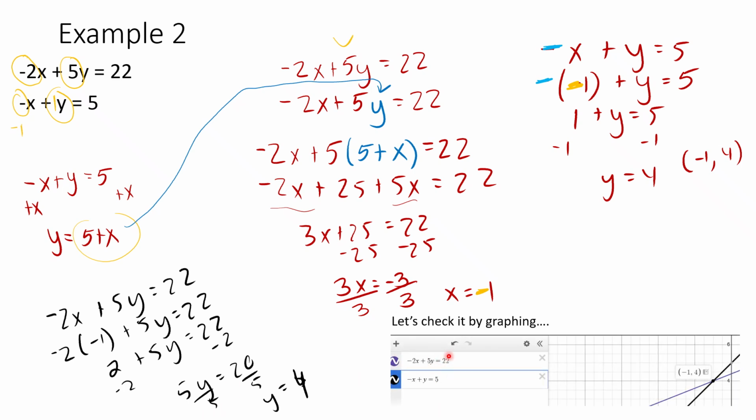There's the two. Now, what I love about Desmos is you don't have to put it in what's called y form or slope-intercept form. You don't have to solve it for y. You can just dump them in. And here we can see the point of intersection is -1, 4. So we have confirmed it by graphing.